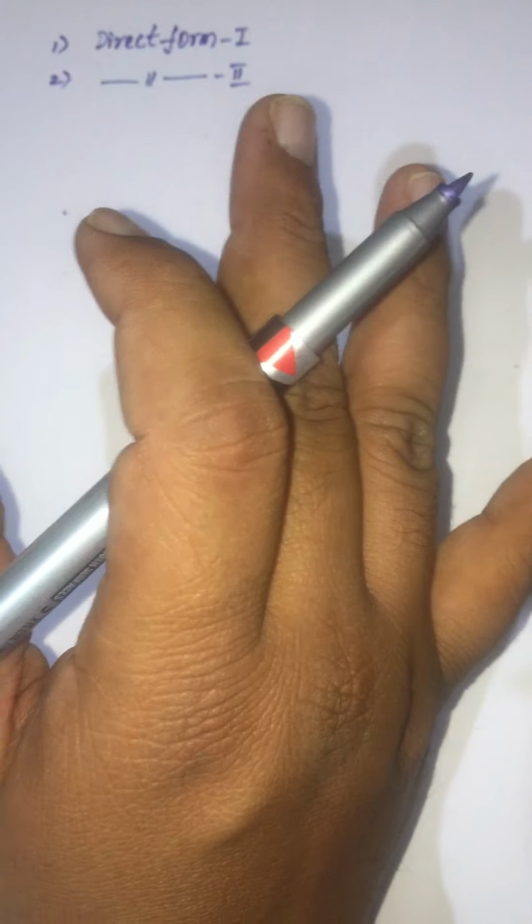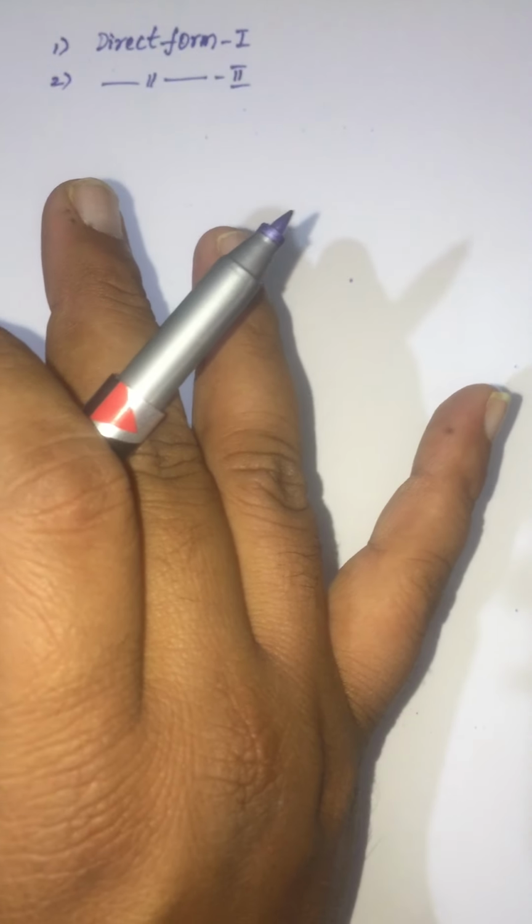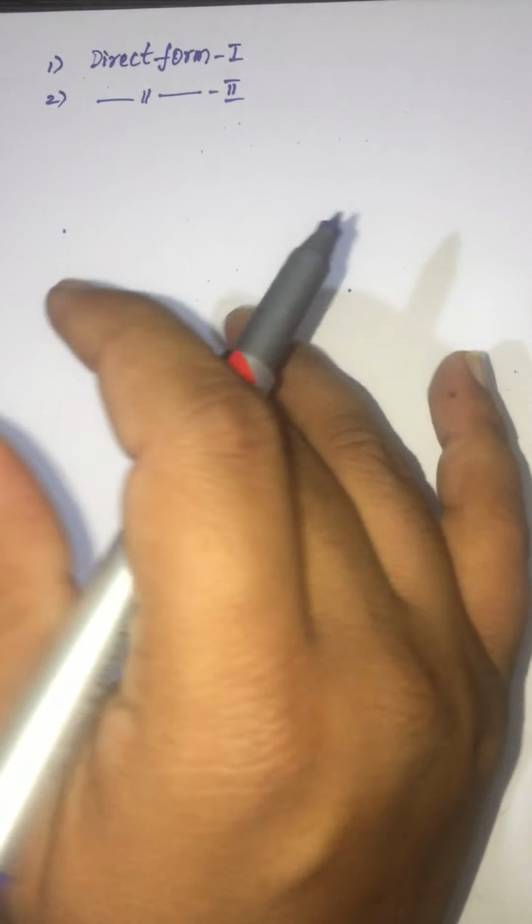Okay. Now let us take the question directly so that it will be easy for me to make you understand how to solve and write the block diagram.